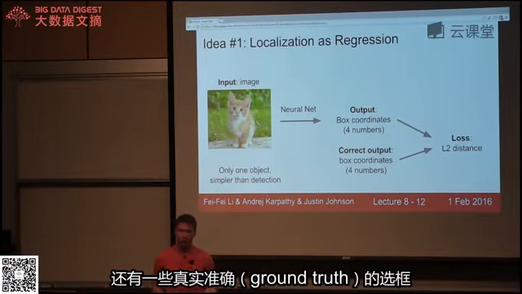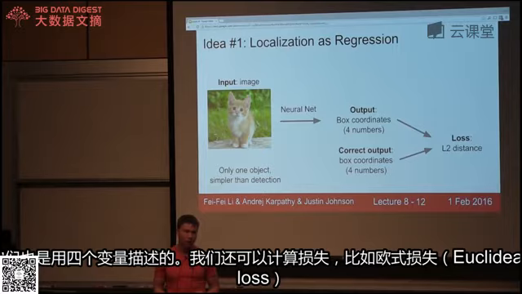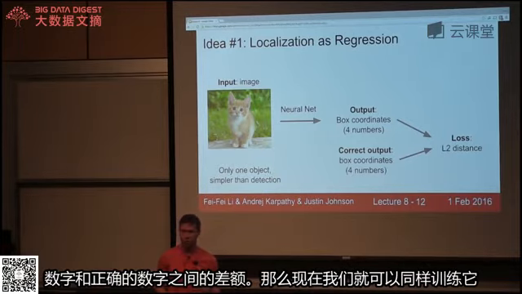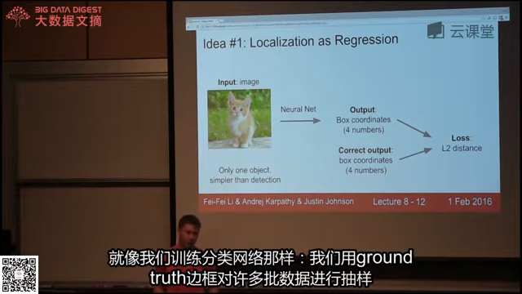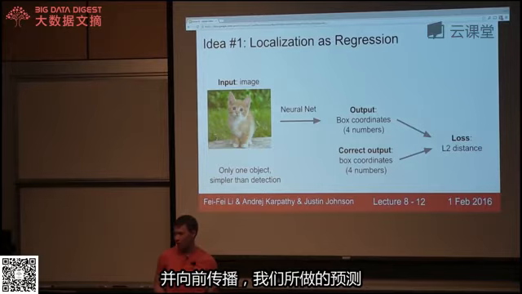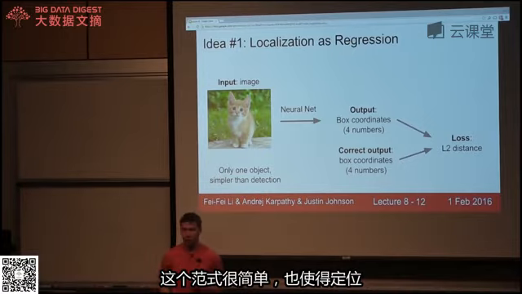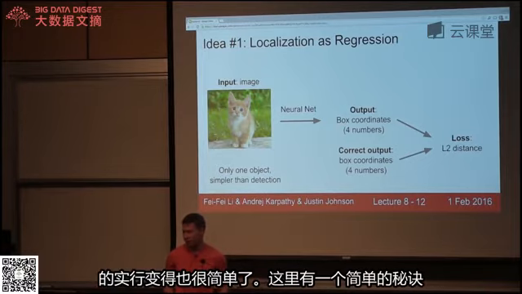And then there's some ground truth bounding box, which again is just 4 numbers. And now we can compute a loss, maybe Euclidean loss is a pretty standard choice, between the numbers that we produced and the correct numbers. And now we can just train this thing just like we did our classification networks, where we sample some mini batch of data with some ground truth boxes. We propagate forward, compute a loss between our predictions and the correct predictions, backpropagate, and just update the network. So this paradigm is really easy. This actually makes the localization task pretty easy to implement.